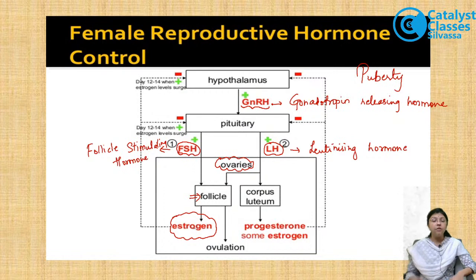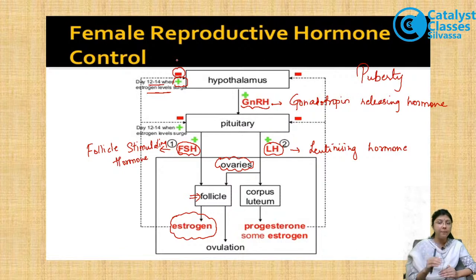Fine. And when more and more estrogen is secreted, this estrogen is actually going to create positive as well as negative feedback. On which days will positive feedback occur? From day 12 to 14, when the estrogen levels are rising. And after the 14th day, it will tell the hypothalamus that yes, now stop the secretion of GnRH, otherwise what is going to happen, continuous FSH and LH will keep being synthesized, right?